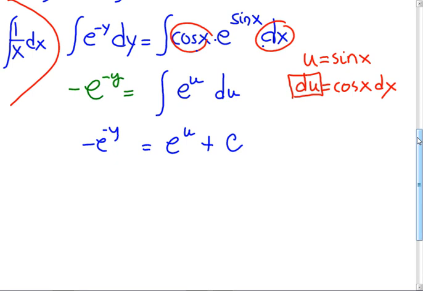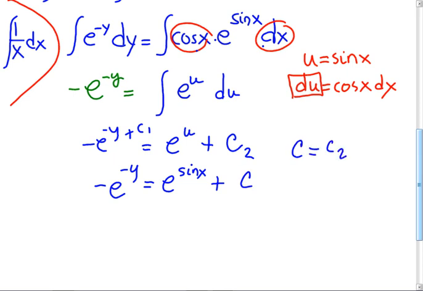What's the antiderivative of e to the u? E to the u. I could plus C1 plus C2, and then I'm going to put all my constants on the right side. I'm going to change this back. What was u? Sine of x, right? And then let's make this C, where C is equal to C2 minus C1. It's just a number. I don't really care what it is, because I can't find it. I don't have an initial condition.